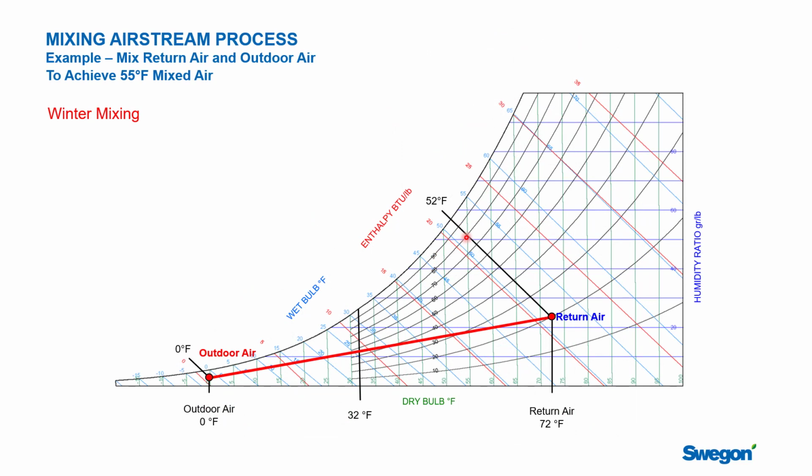Well, we talked about summer conditions. Let's do the same thing with winter conditions, but now we're going to turn the question around a little bit. Consider an air handling unit where you have a mixing box on it, and that air handling unit is supposed to deliver 55 degree air to the space.